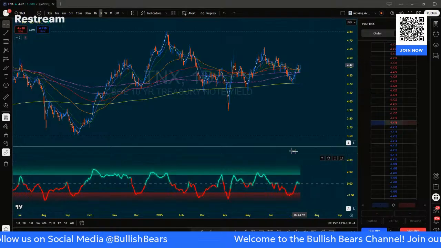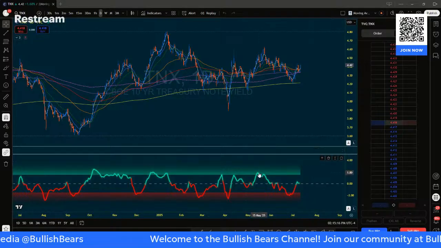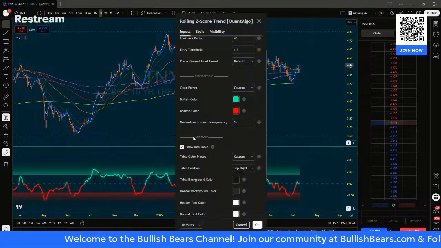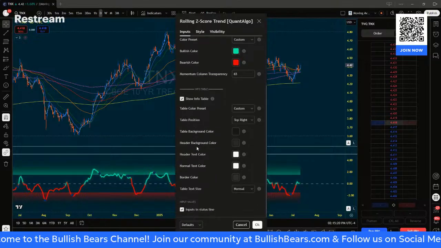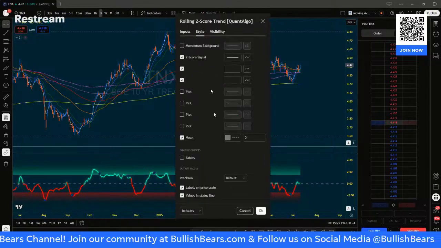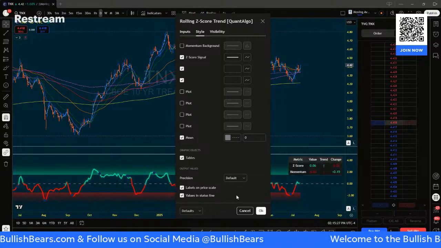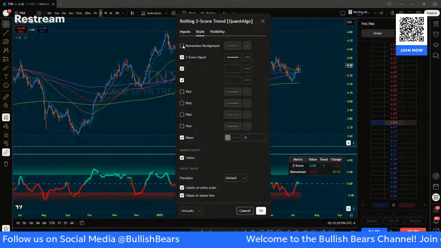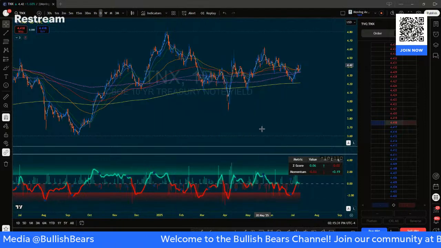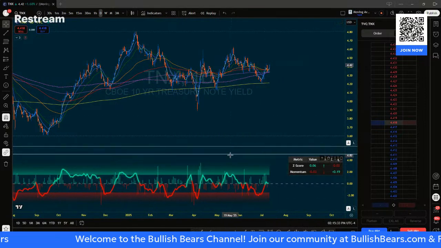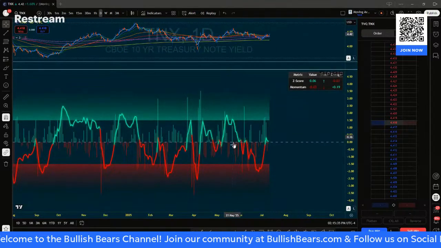But it doesn't hurt to have it on. The table actually shows momentum as well. So, it's go to style and then turn the tables back on. And then I turned off the momentum background. So if we put it back in its original shape, it looks like that.